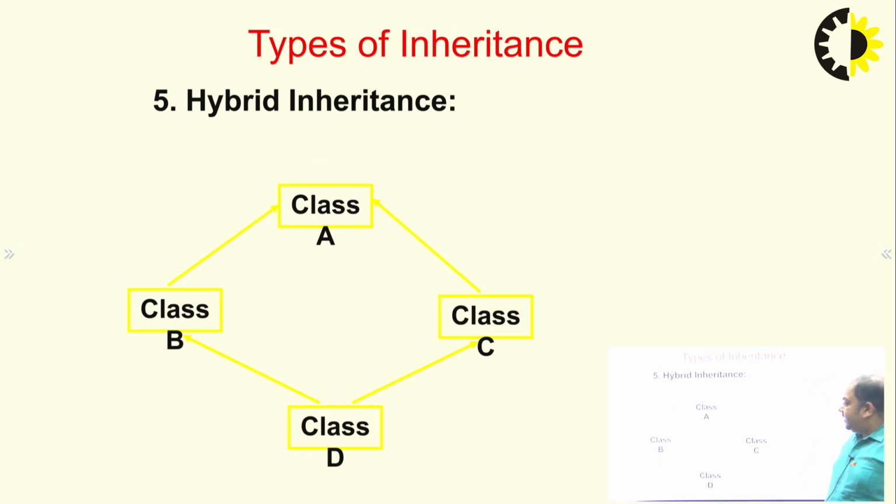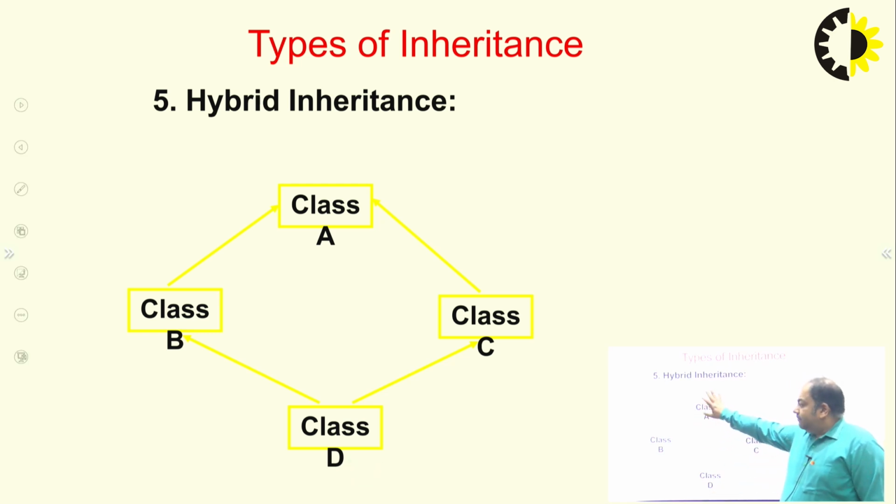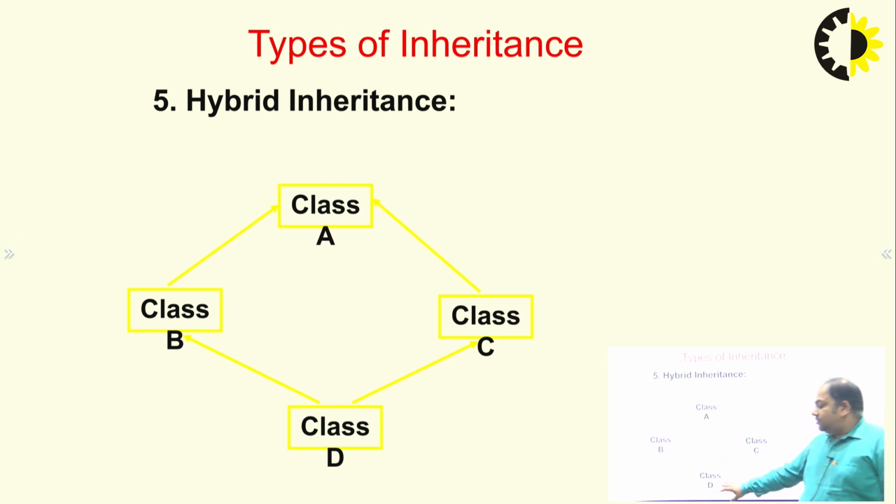In hybrid inheritance, like you can see, one class has 2 children, and these 2 children have one child. So this is the parent. This parent has 2 children. These 2 children also have one child, which is class D. So class D has 2 parents, which are class B and class C.